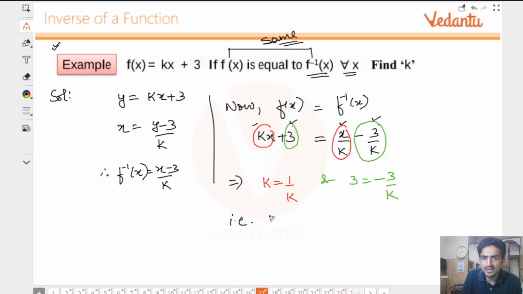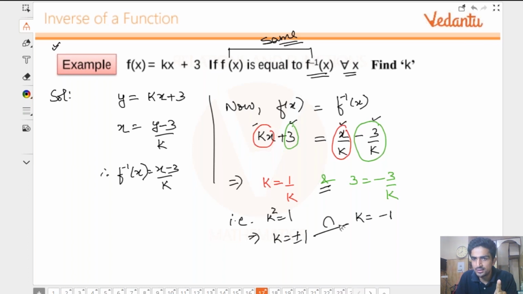So from here we get k square equal to 1, that is k equal to plus minus 1, and from here we get k equal to minus 1. Try to see, we have and in between, that is we want both to happen simultaneously, that is intersection. And means intersection. Therefore answer is k equal to minus 1. As simple as that, nothing more than that.